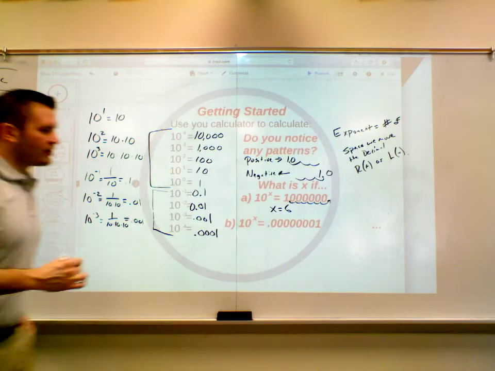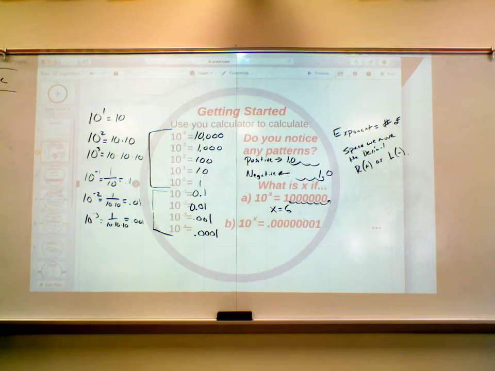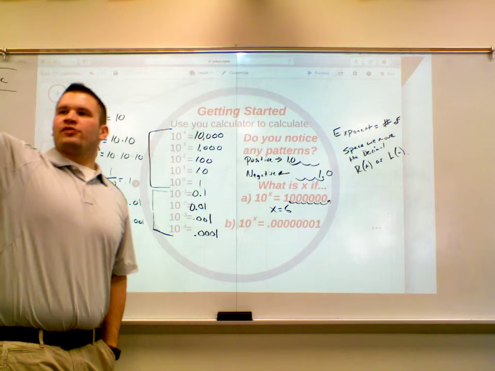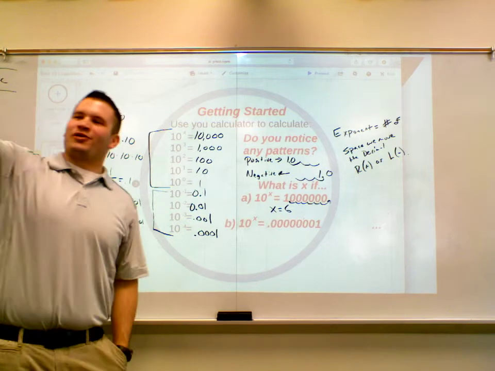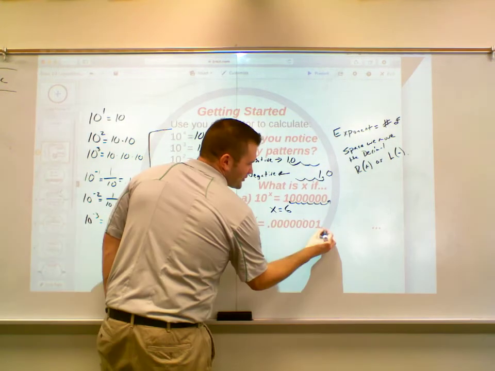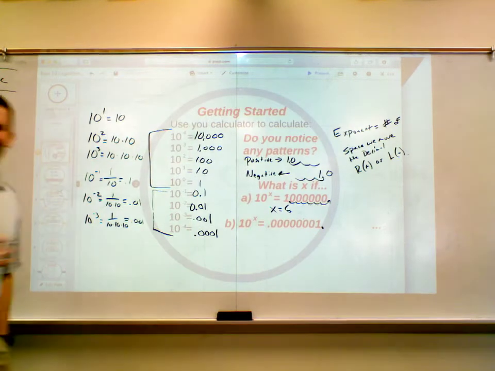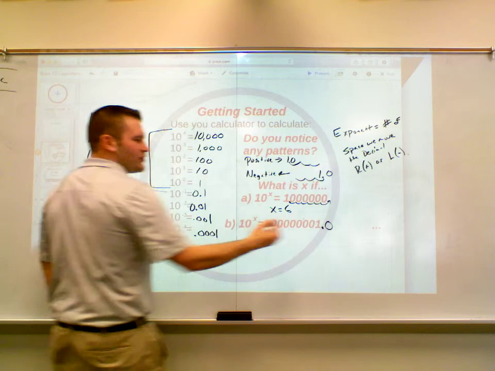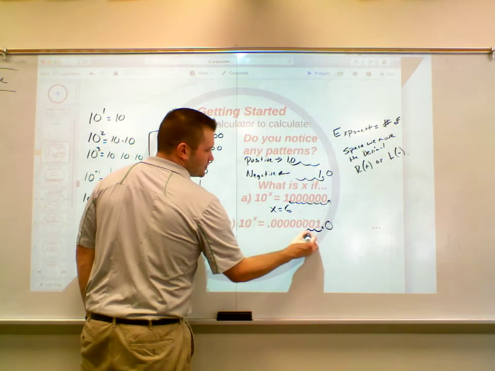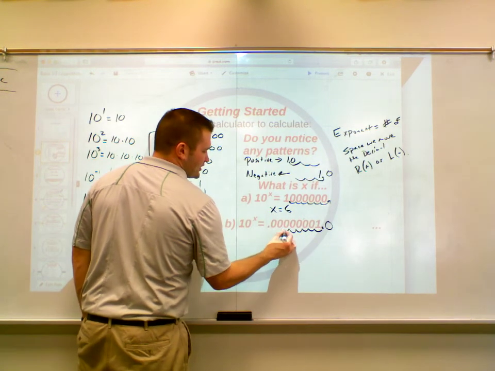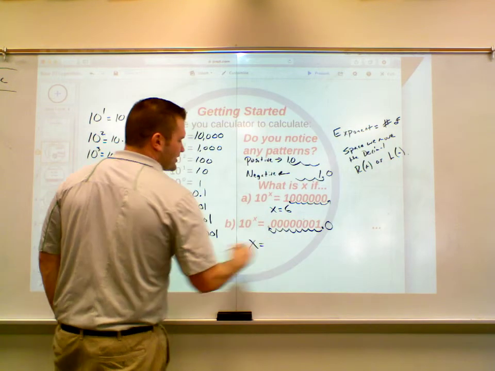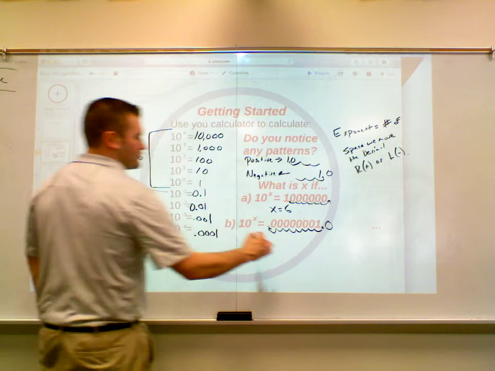Right? B, what did you get, Gabby? 10 to the power of negative 8. Nope. Oh, no, you're right. I'm sorry, Gabby, you are correct. So we start here at 1.0 and we move this way: 1, 2, 3, 4, 5, 6, 7, 8. So Gabby is correct. Now, is this a positive 8 or a negative 8? Negative 8.